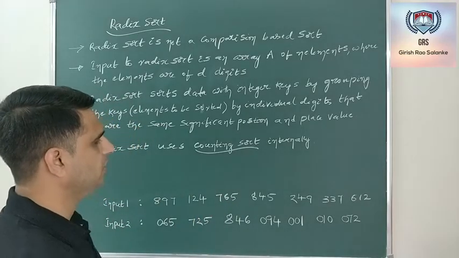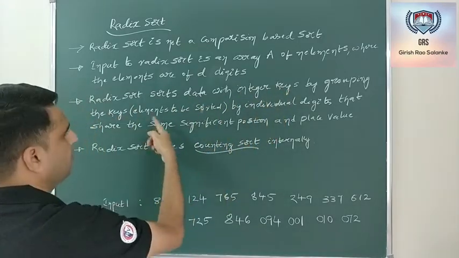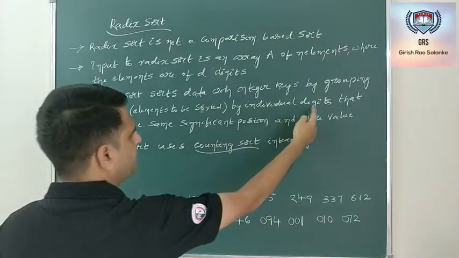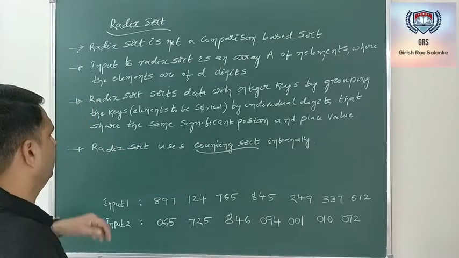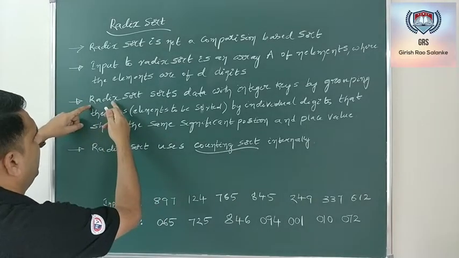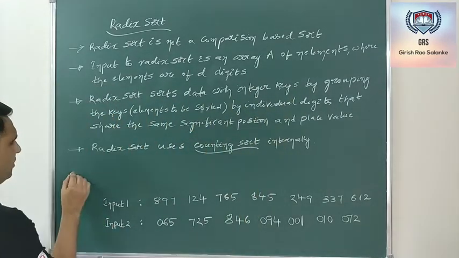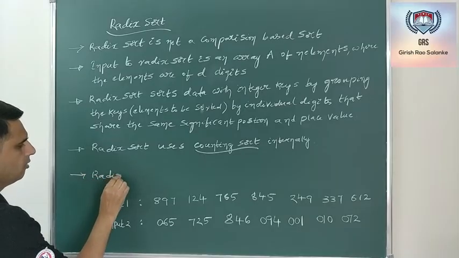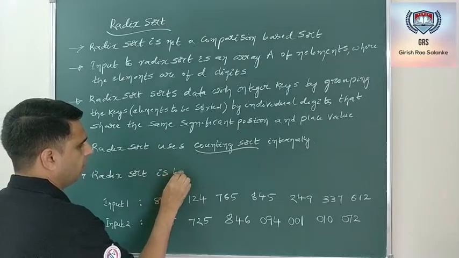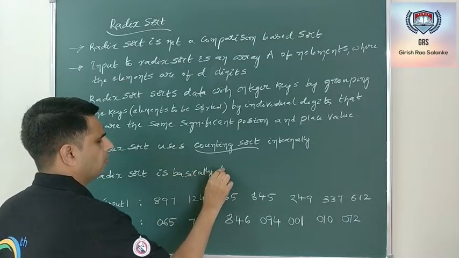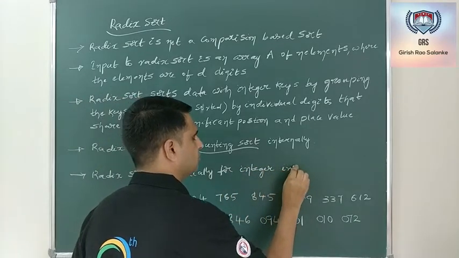Now, what we basically do is sort data with integer keys by grouping these keys. These keys are grouped by individual digits that share the same significant position and place value. And note this important point, wherein I say that radix sort sorts data with integer keys. So radix sort is basically for integer based data, integer inputs.